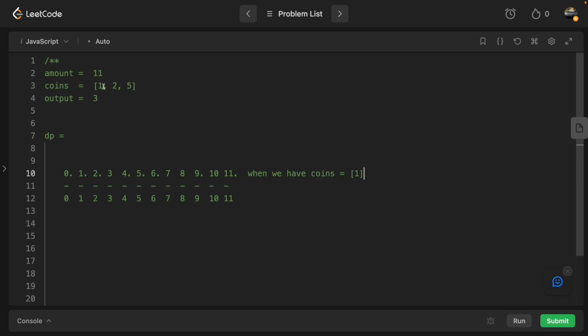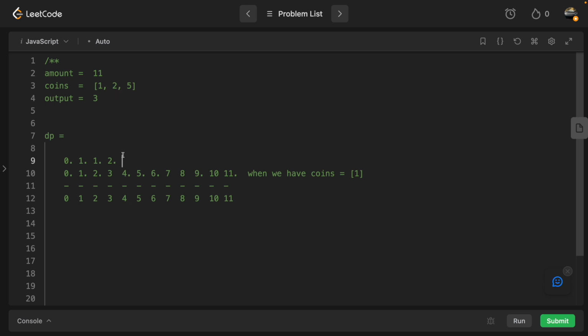So what about when we have coin 1 and coin 2 at our disposal? What is the fewest number of coins that we can use to make up the amount 0? The answer is still 0. And what about 1? We can simply take 1 of the 1 coin. So this one is going to be 1. What about 2? If we have 1 and 2, we take 1 of the 2 coin. Here it's going to be 1. What about 3? We're going to take 1 of the 1 coin and 1 of the 2 coin. So this one's going to be 2 coins.